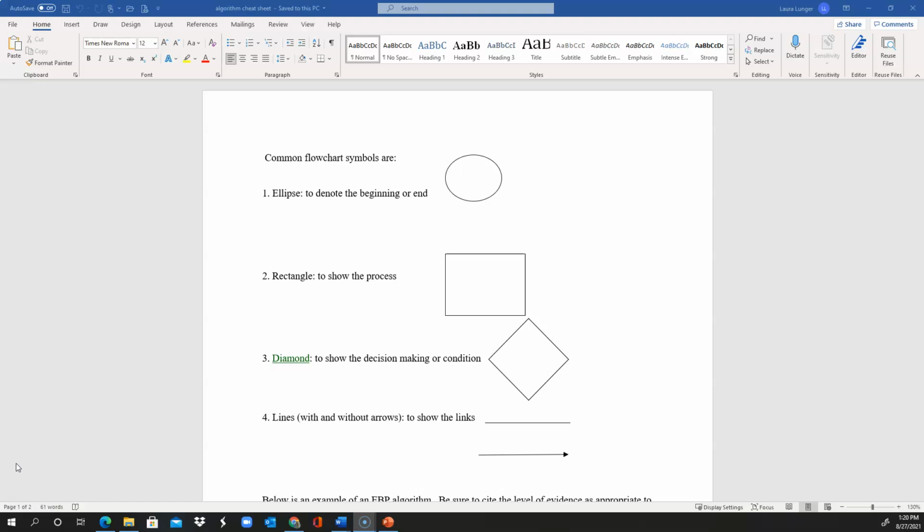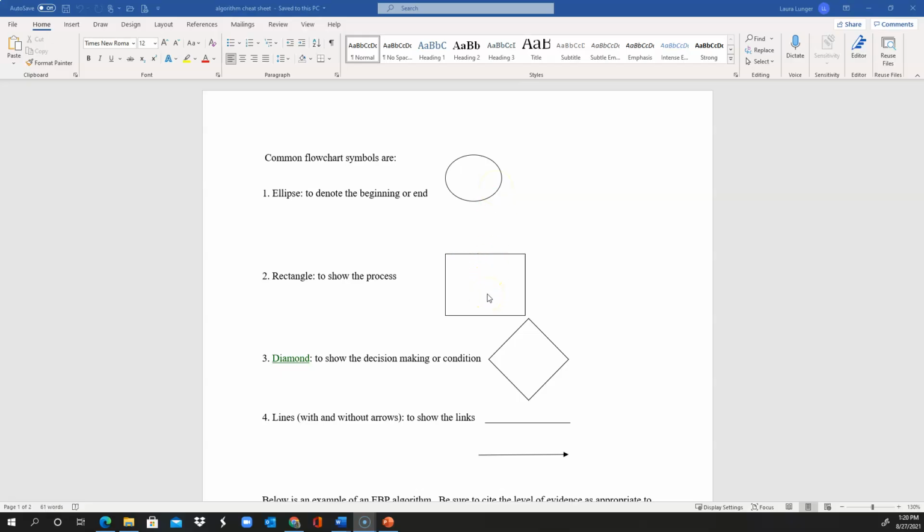As well as a document. So the common flowchart symbols, aka the algorithm symbols, first is an oval-like symbol or an ellipse. This is to denote the beginning or the end. So you're going to use an oval for the beginning of your algorithm and also for the outcome met, the end of it. I'll show you examples of this, but this is going to be the beginning and the end. You're going to have an oval.